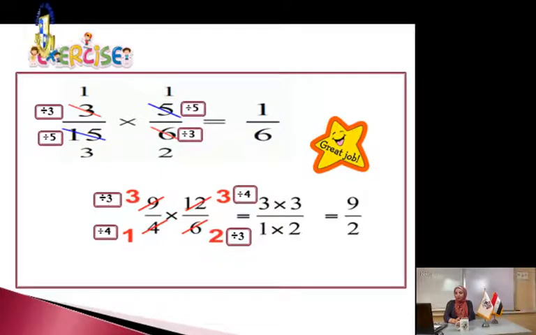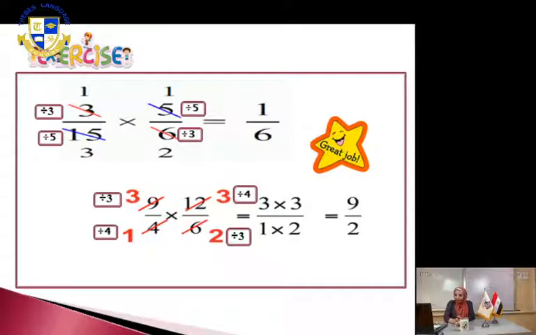Then we have 3 and 6. 3 and 6 are divisible by 3. 3 divided by 3 equals 1, and 6 divided by 3 equals 2. Then we have 1 over 3 multiply 1 over 2. Let's multiply the numerators and multiply the denominators. 1 multiply 1 equals 1, and 3 multiply 2 will be 6. Okay? Okay. Another one. 9 over 4 multiply 12 over 6.